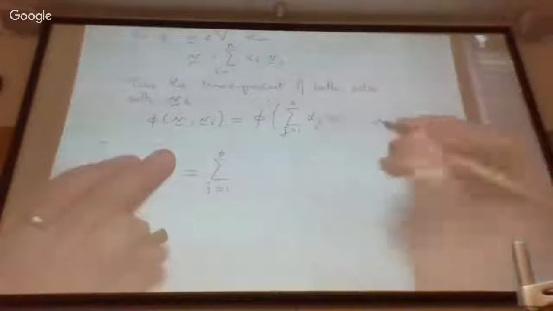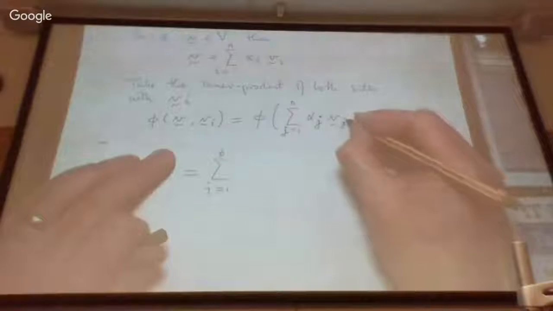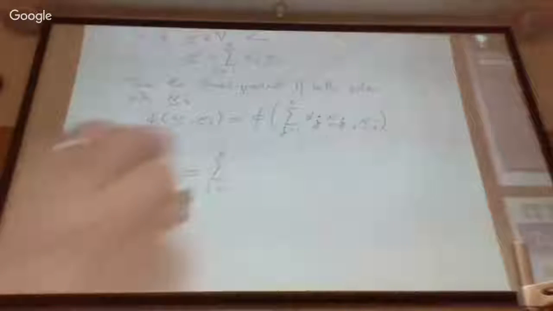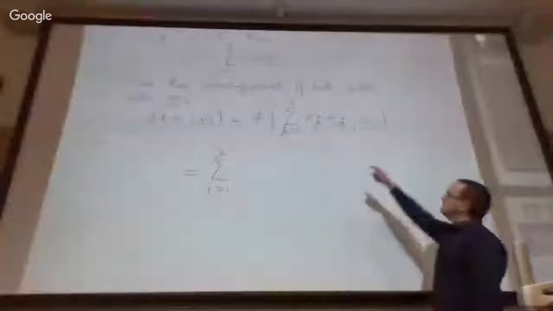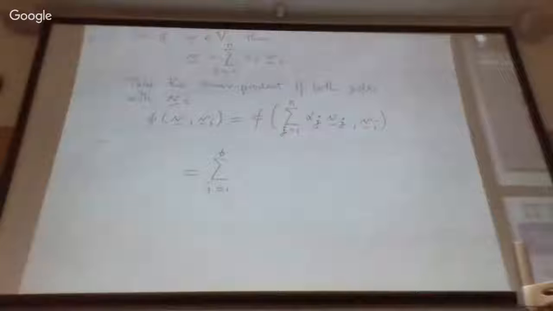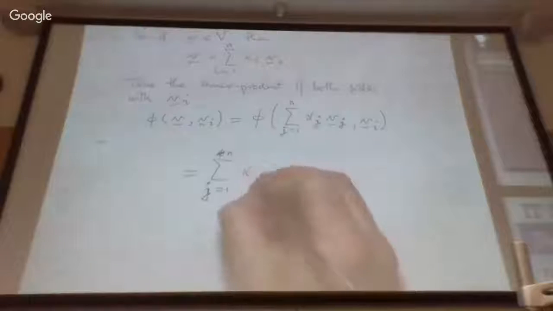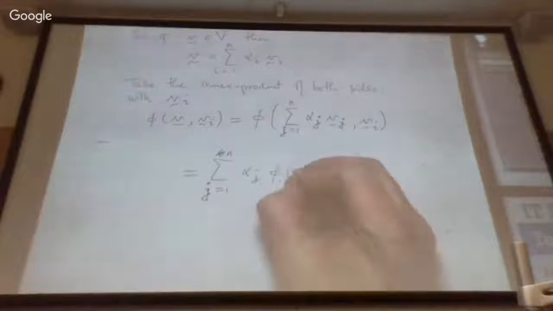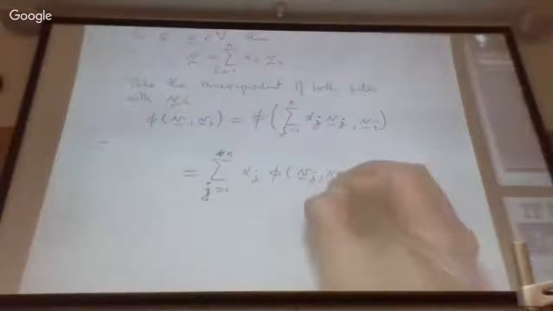Change that to j, because the vi is one of the v's. So change my summation index to j. It's not 5, it's an n at the top. Those linear combination operations can be taken outside, and they're multiplying these inner products here, which is the inner product of vj with vi.